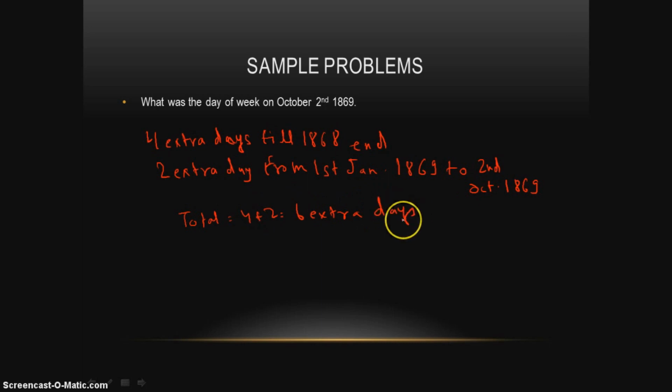And since initially I told you that we calculate with respect to a Sunday, therefore I will have 6 extra days with respect to Sunday, that will be a Saturday. That is 6th day with respect to Sunday will be a Saturday. So 2nd October 1869 was a Saturday. So that's how you solve the sample problems related to calendars.